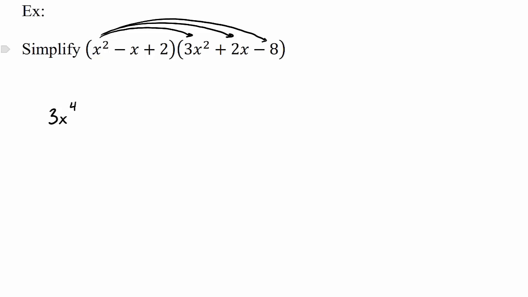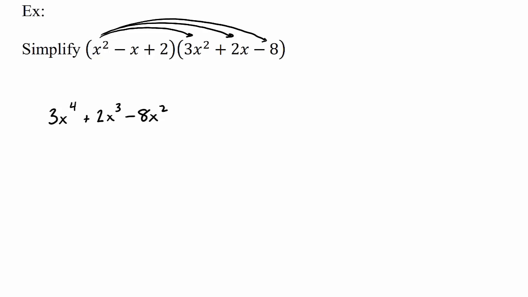Moving on, the 1 multiplied by the 2 is going to be a 2. And then looking at the exponents on x, I've got a 2 and a 1, so I'm going to add those together to be a 3. And then finally, I'm going to have a minus 8x squared.